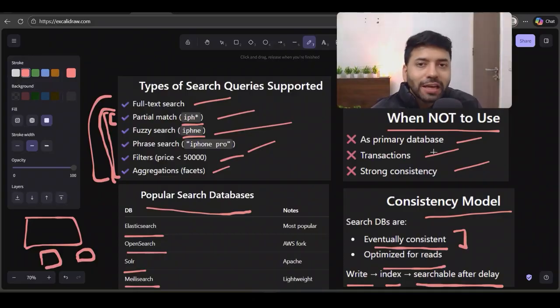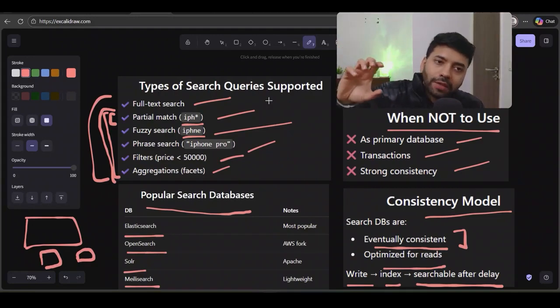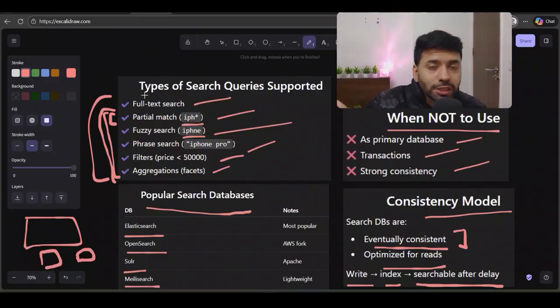So basically you can imagine, as a primary database you might be using SQL or NoSQL, and this search database can act as the secondary database. It will pick the data from your primary database. There are many models, like through events or something else, by which it will get the data, but the search database is not your source of truth. It is just used to provide a very smooth experience related to search operations.